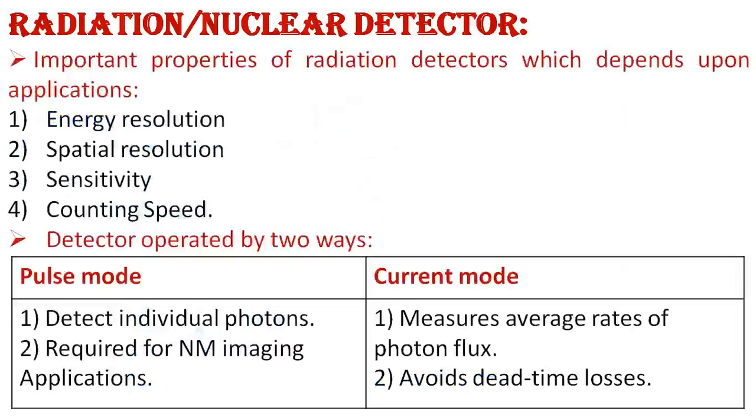The radiation or nuclear detector has some properties which depend on the application. First is the energy resolution, second is the spatial resolution, third is the sensitivity, fourth is the counting. Detectors operate in two ways. First is the pulse mode, second is the current mode. Pulse mode detects individual photons, required for NM imaging applications. Current mode measures the average rate of photon flux, avoiding dead time losses.